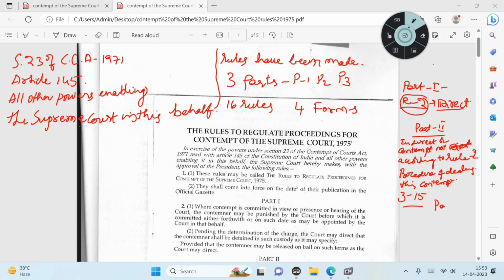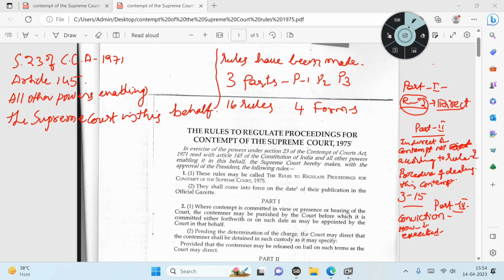Then what is Part 3? Part 3 contains the conviction procedure. That means once the contemptor is found guilty, how conviction is given and how it is executed. All these procedures are given in Part 3. So, these are the 3 parts.